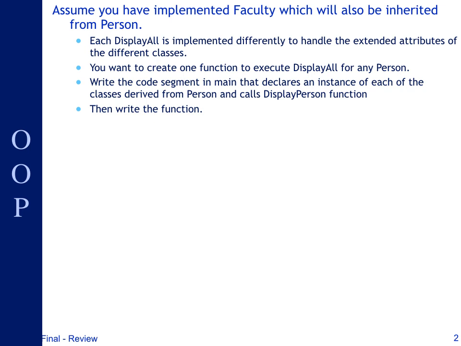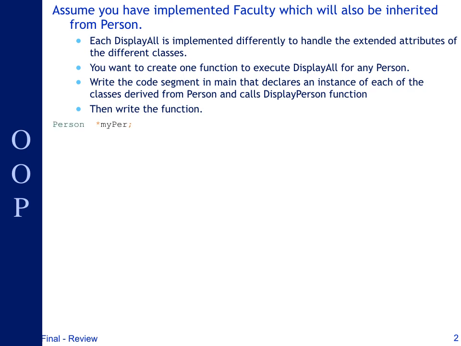We should be able to create one function that executes display all for any person, be that a faculty, a student, or admin. We want to write a code segment in main that declares an instance of each of the derived classes from the person, then calls the display person function, which will then execute the appropriate display all method. So let's see this example for that.